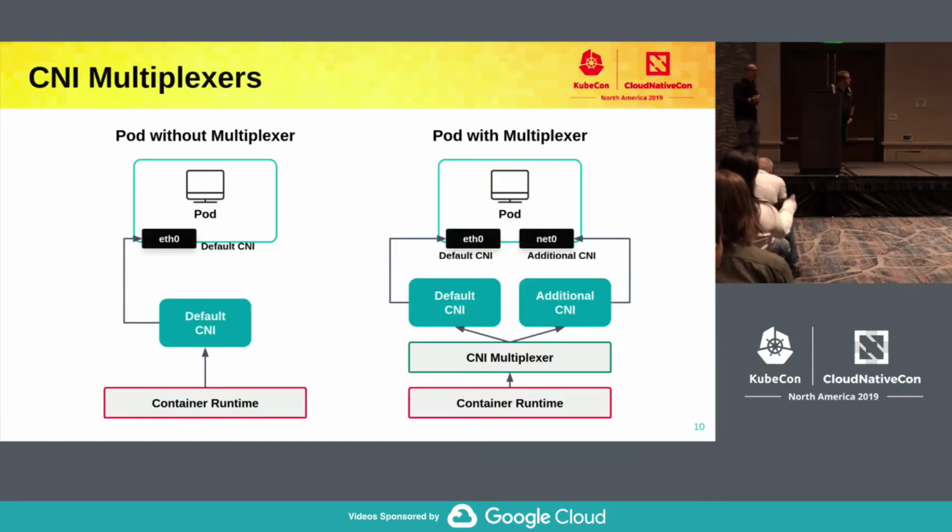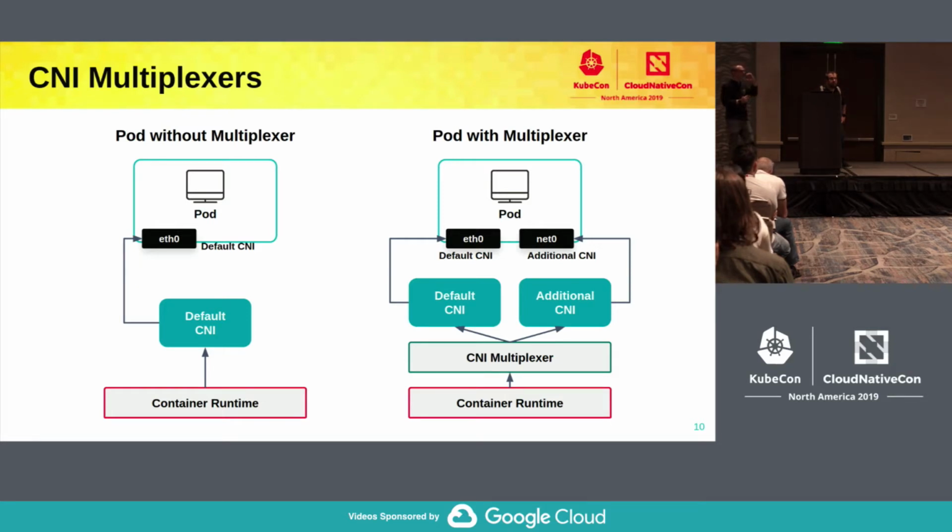So let's talk a bit about CNI multiplexers, which is getting into more of the core of what we came to talk to you about. A CNI multiplexer is also sometimes known as a CNI meta plugin, and we say it's a meta plugin because it's a CNI plugin that can run other CNI plugins. So that's the strict definition of a CNI multiplexer or meta plugin.